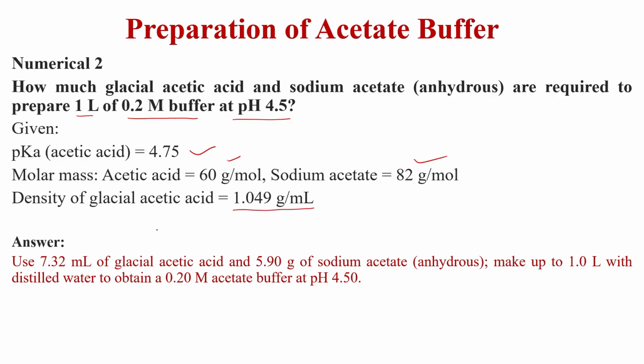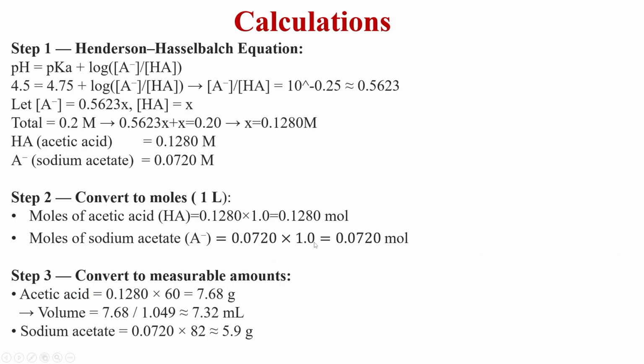Now in the end we must have the answer: use 7.32 ml of glacial acetic acid and 5.90 gram of sodium acetate. Make up the volume to 1 liter with distilled water to obtain a 0.2 molar acetate buffer at pH 4.5. So let us see how to arrive at this answer. Now here also we will make use of the Henderson-Hasselbalch equation. So pH equal to pKa plus log of salt by acid.